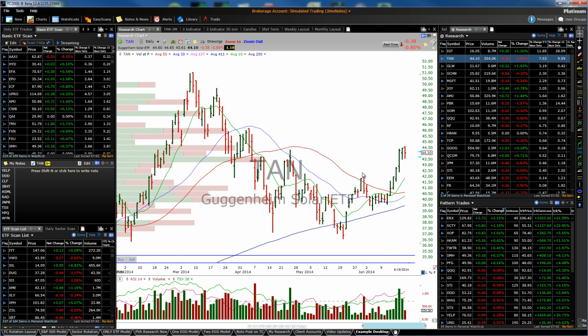It allows me to add to my position within TAN, and it also allows me to manage the position that I have currently within TAN.